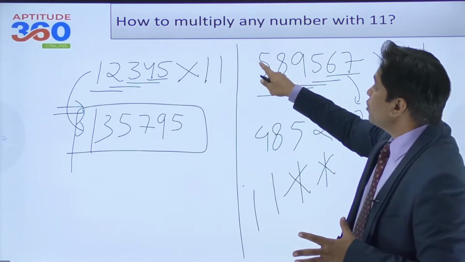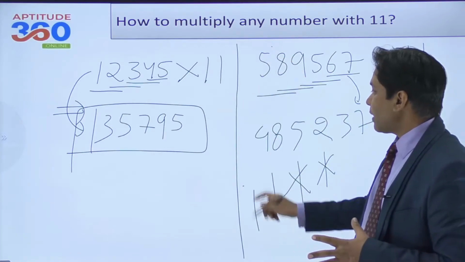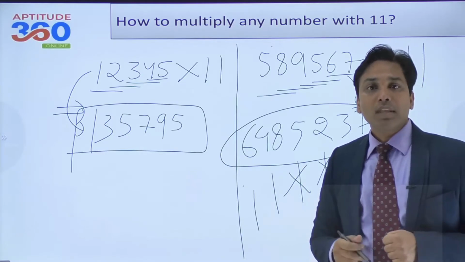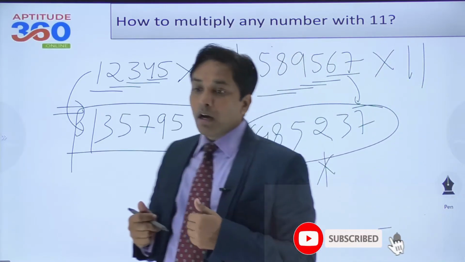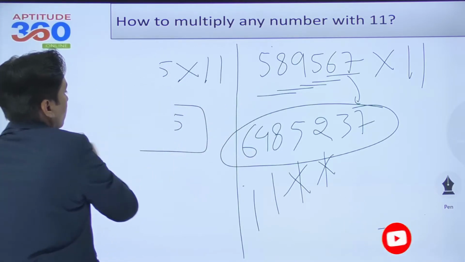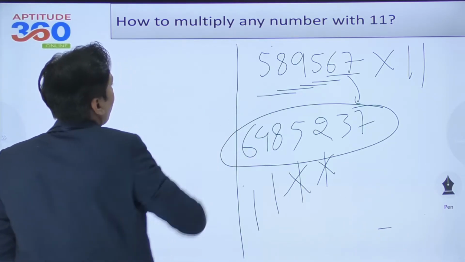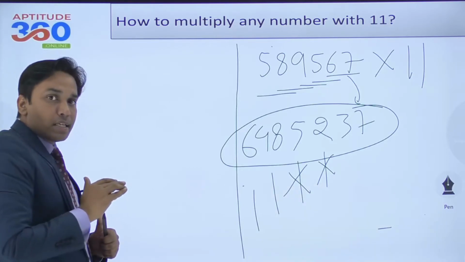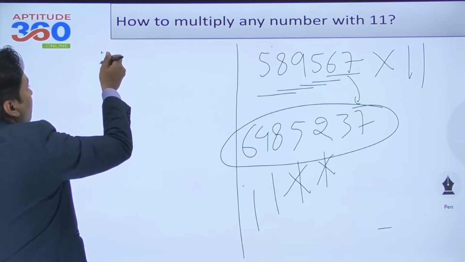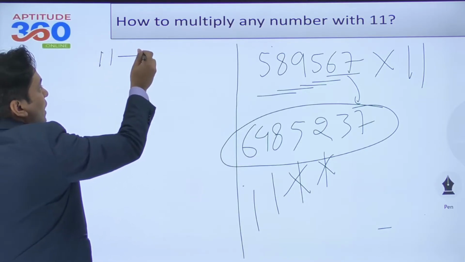So what do you have to do? This 5 is what you're left with. 5 plus 1 is 6. That's the answer. Is that okay? Now one more thing that I need you to understand. I hope you're understanding this. Is that okay? If I multiply 11 with 11, what is the answer?